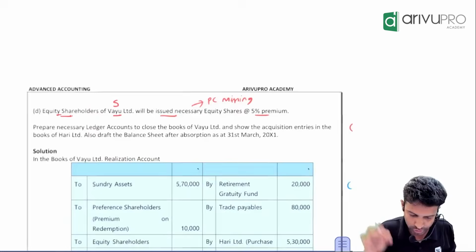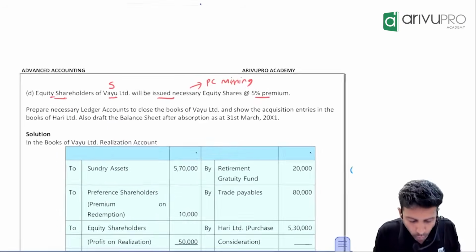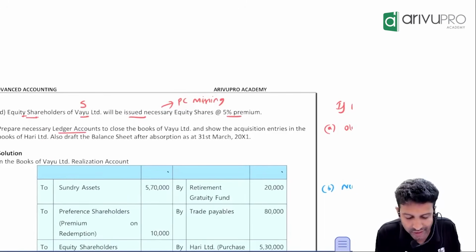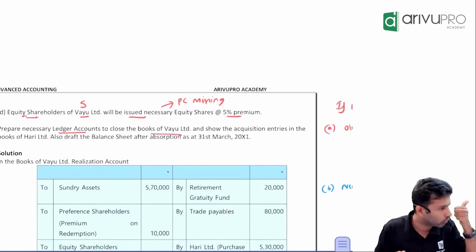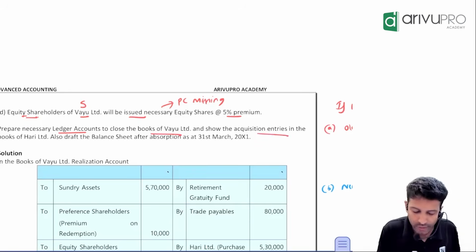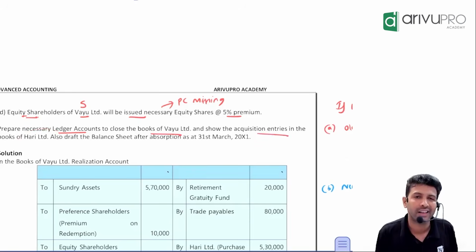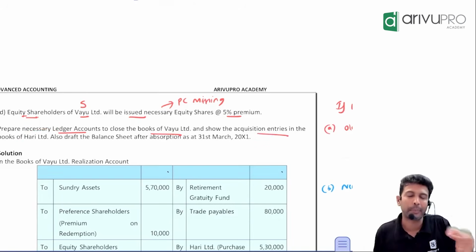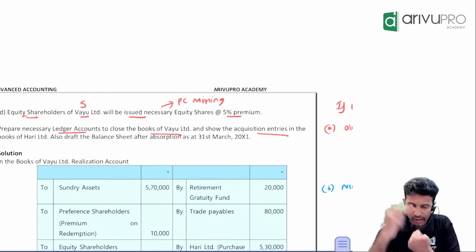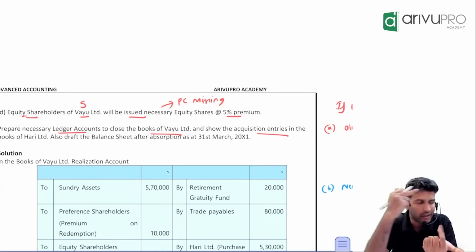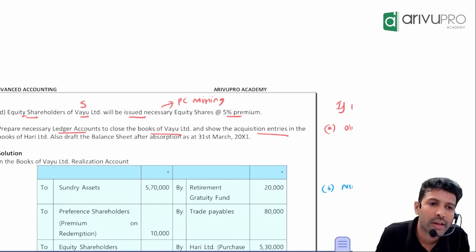All right. This is sorted. Now, the requirement is they are asking to prepare necessary ledger accounts to close the books of Vayu, the selling company, and acquisition entries in the books of Hari. Hari is the purchasing company. In the purchasing company's books, they are asking you to pass journal entries. Two things: journal entries in the books of the purchasing company and ledger accounts in the books of the selling company.